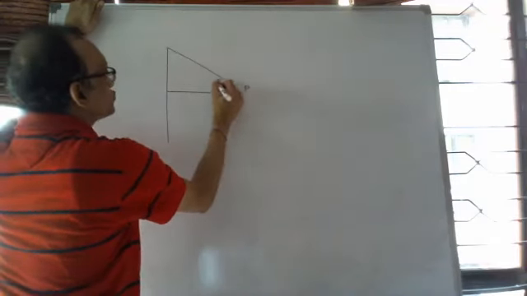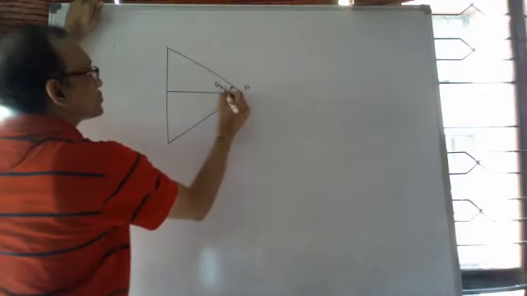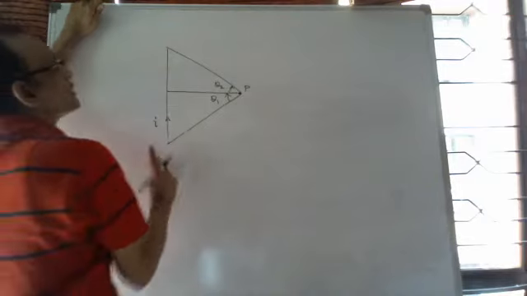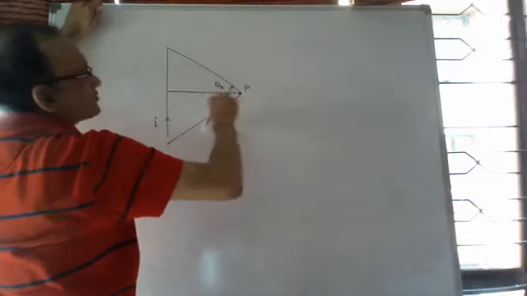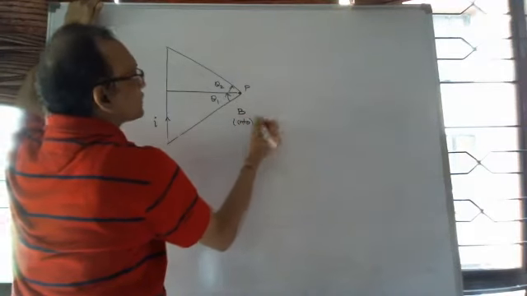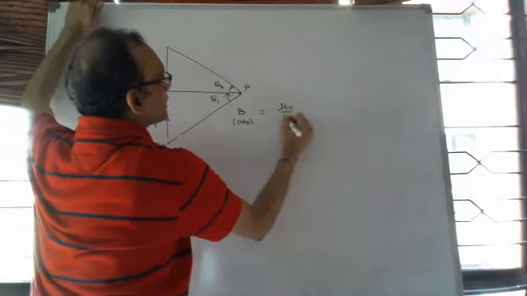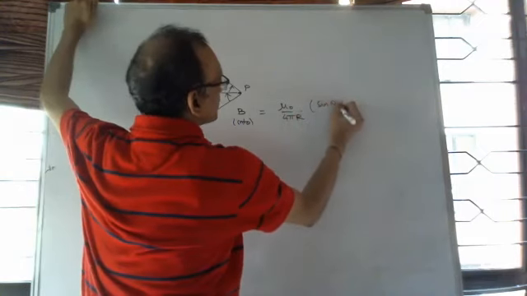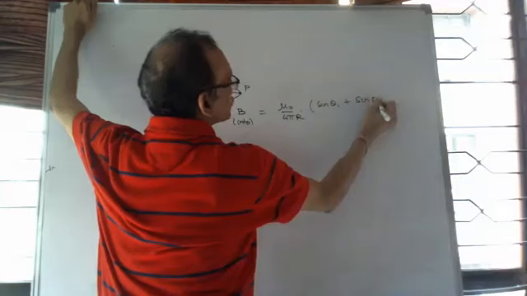This is theta 2, this is theta 1. A current carrying wire is like this. All the dl cross r's are into the plane of the board. So the B produced in this case is into the board, mu naught by 4 pi r times (sine theta 1 plus sine theta 2).